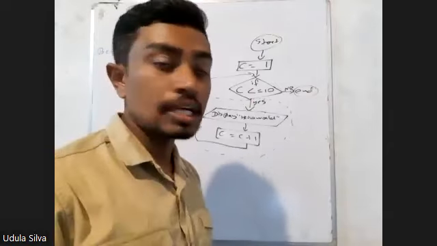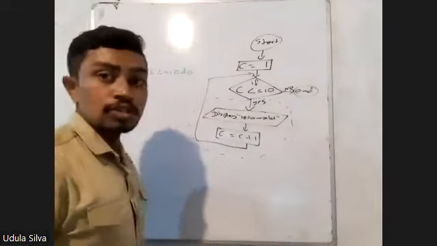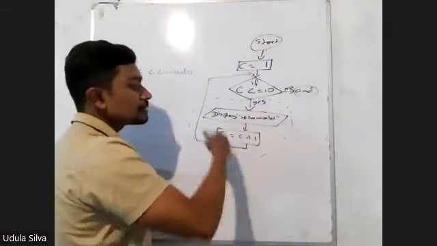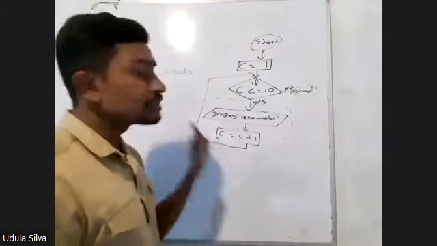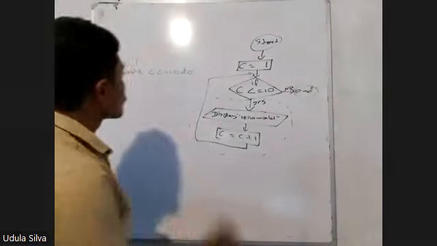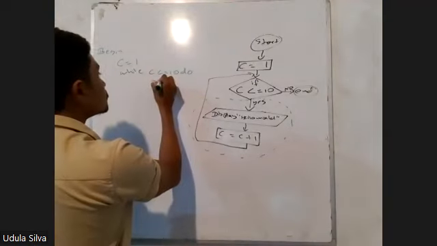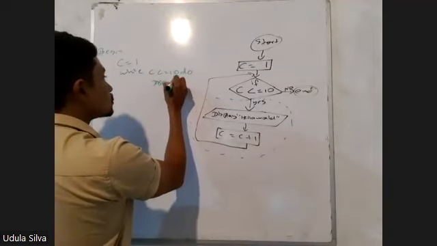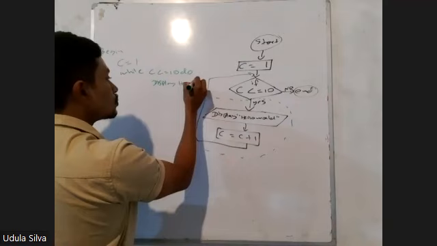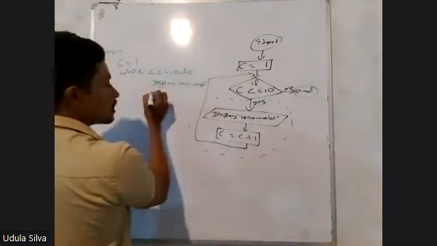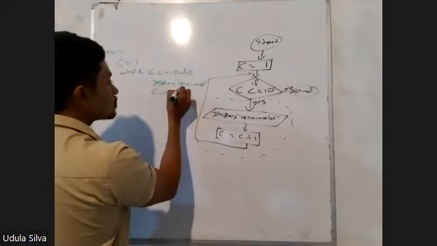Right? Do what to do? Do the repeating area. What is the repeating area? This is the repeating area. Right? Here you have the repeating area. Okay? Display hello world. Then c equals c plus 1.